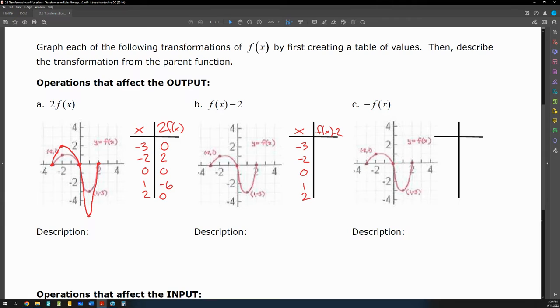So instead of (-3, 0), we have (-3, -2). Instead of (-2, 1), we have (-2, -1). Instead of (0, 0), we have (0, -2). We have (1, -5), and then (2, -2). So let's go ahead and graph this. (-3, -2) is right here. (-2, -1), (0, -2), (1, -5) is kind of off the grid, and then (2, -2).